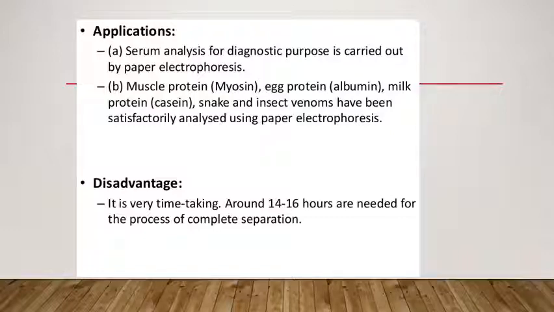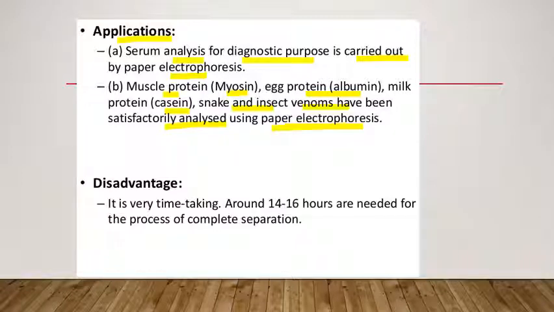The applications of paper electrophoresis: the serum analysis for diagnostic purposes is carried out by paper electrophoresis. The muscle protein myosin, the egg protein albumin, the milk protein casein, and snake and insect venoms have been satisfactorily analyzed by using paper electrophoresis. So it is specified to analyze different kinds of proteins and serum with accurate results.